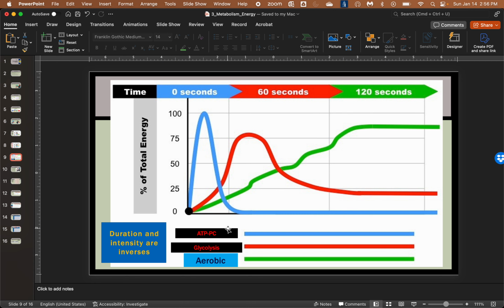If I tell you that exercise is happening over an hour or even 90 minutes or even 45 minutes, you can say that exercise is primarily aerobic, okay? If I tell you I'm doing a 100-meter dash, you can say, well, that's probably ATP-PC. That's primarily anaerobic, and it's a very short period of time. You can't use the ATP-PC system for an hour, okay? Duration and intensity are inverses of one another.